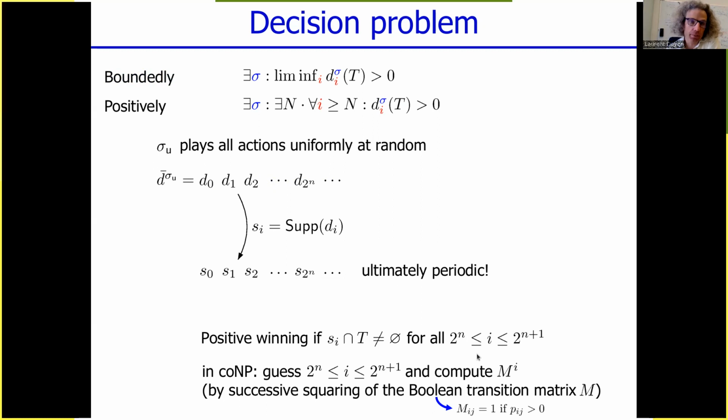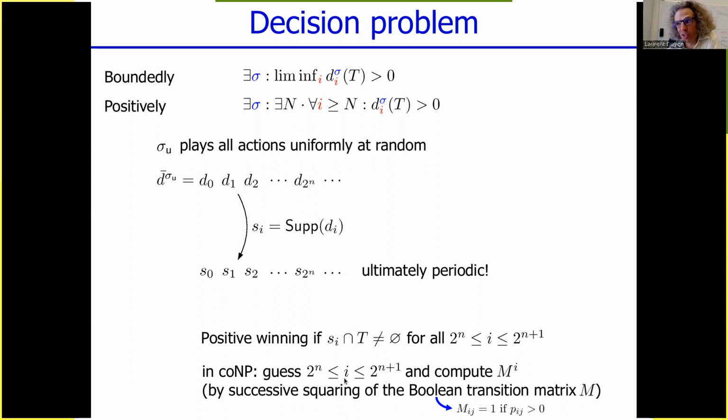And this can be checked in co-NP, in the sense that we can guess an index that violates this property. So we guess an index i between 2^n and 2^(n+1), and what we need to do is to compute the support at position i. To do that, we need to compute the transition matrix to the power i multiplied by the initial distribution. But since we are interested only in the support, we can use, instead of the real transition matrix of the system, the Boolean version, where we put a 1 whenever the probability is greater than 0. So it's just a Boolean matrix, and we need to compute the power i.